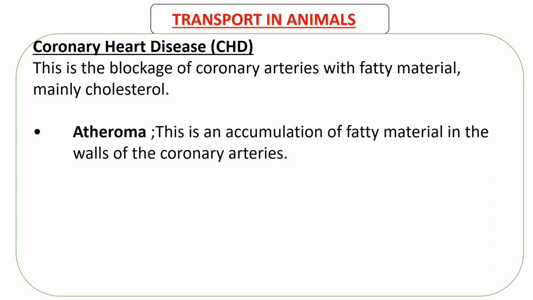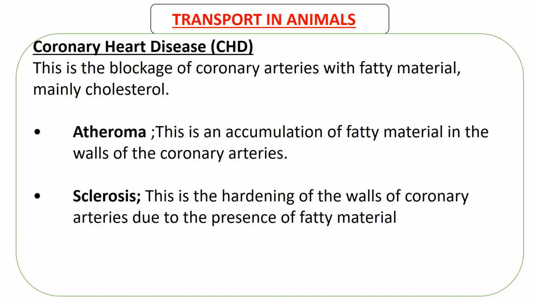The first is called atheroma. So this is an accumulation of fat materials in the holes of the coronary arteries. When these fat materials accumulate there, you're going to have atheroma because it's going to affect the way blood flows. The second one is called sclerosis, which is just the hardening of the holes of the coronary arteries due to the presence of fatty materials. These fatty materials, which can also accumulate, sometimes can make the holes of the coronary arteries become very hard. This can cause this disease called sclerosis.